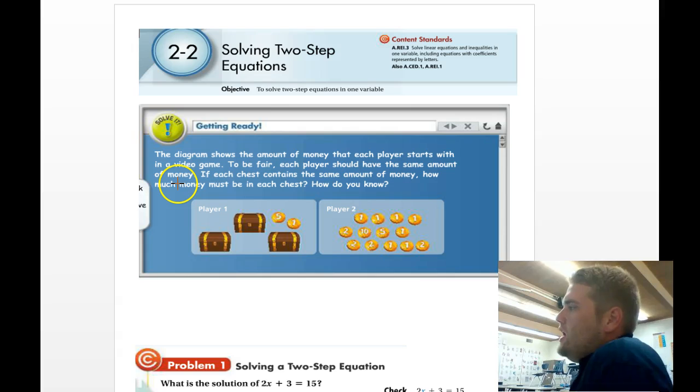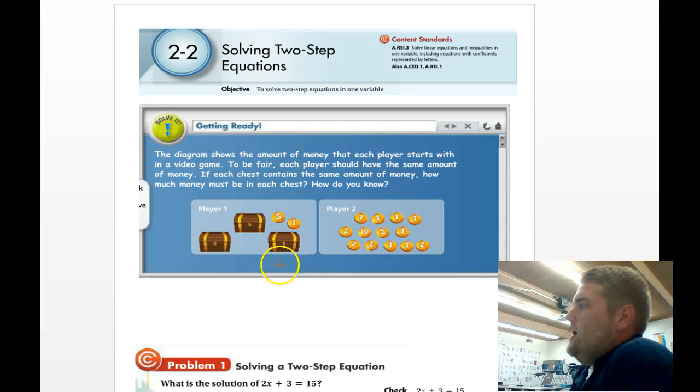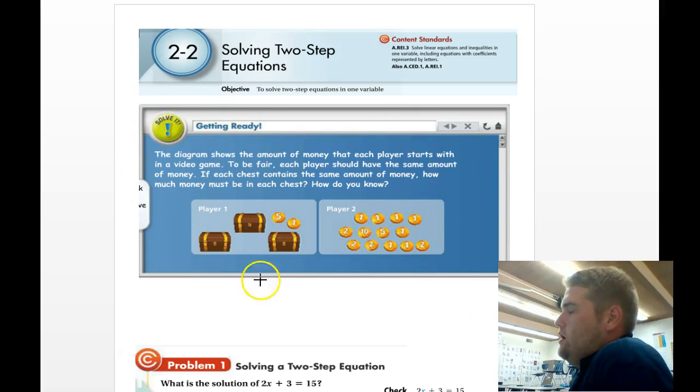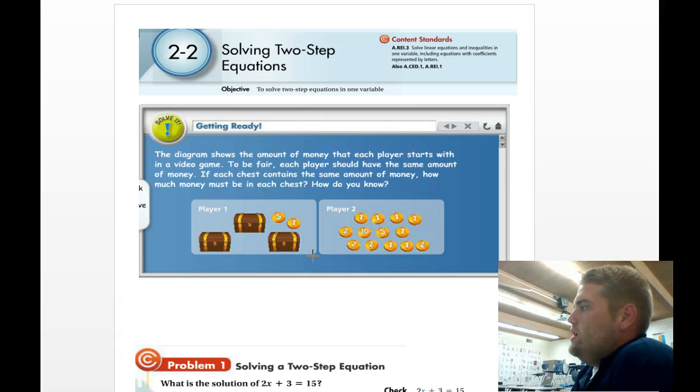Okay, so the first thing I want you to do is try this solve it puzzle right here. Pause the video, take a couple seconds, and try that. If you don't understand it or don't know how to solve it, we will go over it in class on Monday. But just give it an honest try and then let me know.